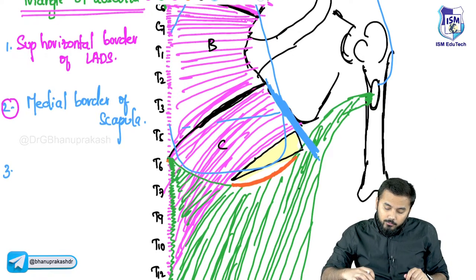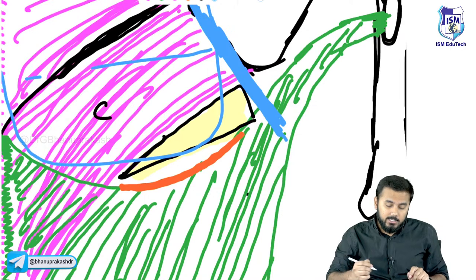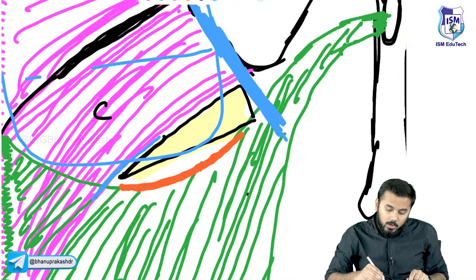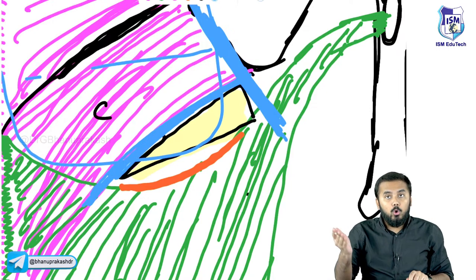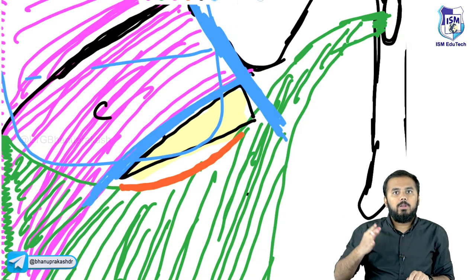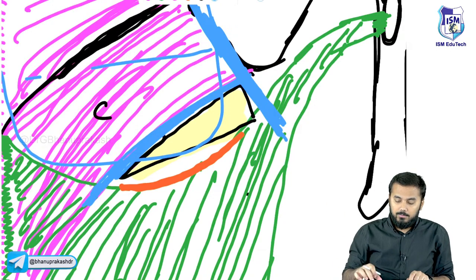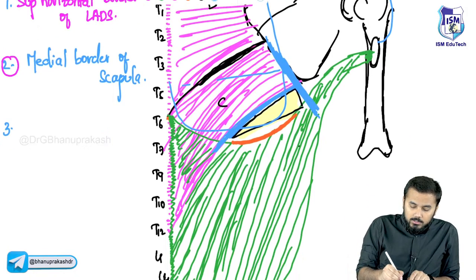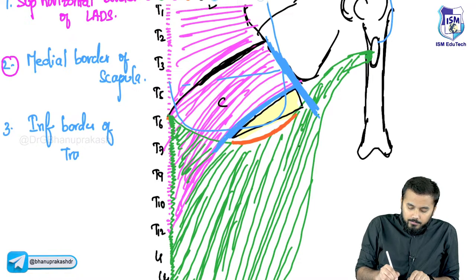And finally, if you look very closely at the trapezius, see the upper border here. You see here, this line which I'm drawing right now, this is the lower border of trapezius. What is this? The lower border of trapezius, or the inferior border of trapezius. Okay. So this is your inferior border of trapezius.